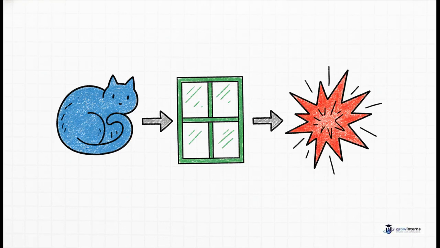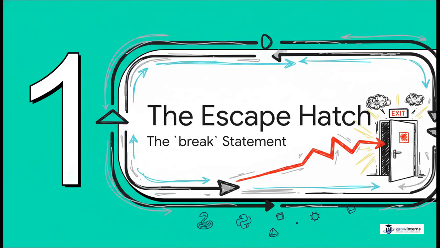So just to make sure we're on the same page, here's a classic for loop. We've got a list of words, and the loop just dutifully goes through each one. It grabs cat, prints it out, then it grabs window, prints that out, and finally defenestrate. It works perfectly, but it has no choice. It has to visit every single item in that list, period. So, how do we take back control?